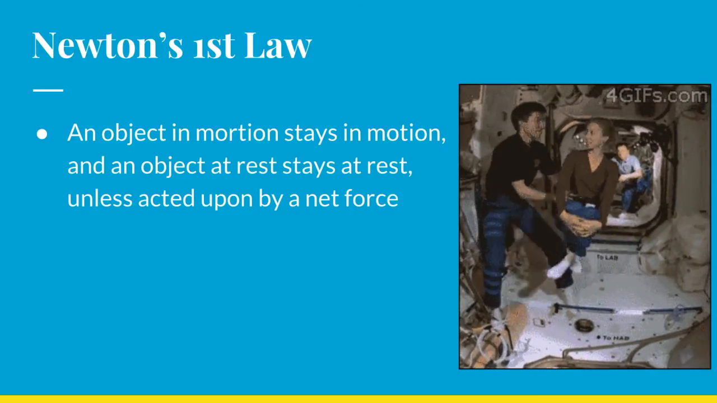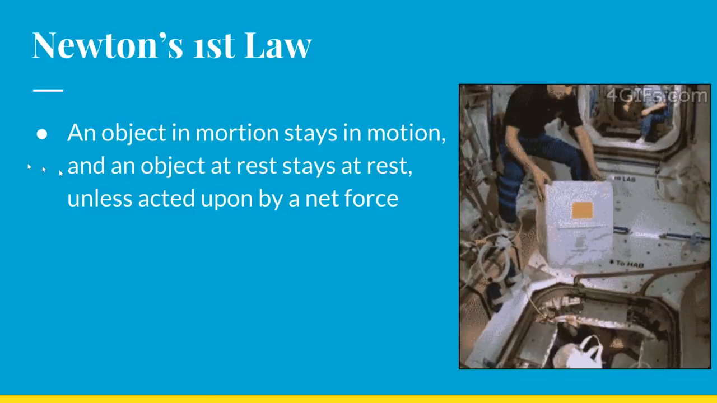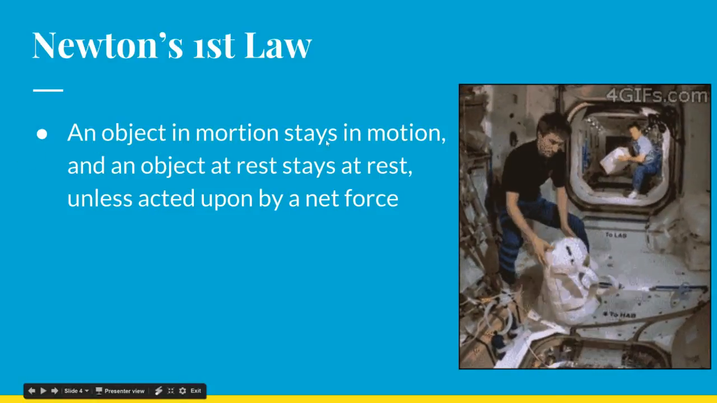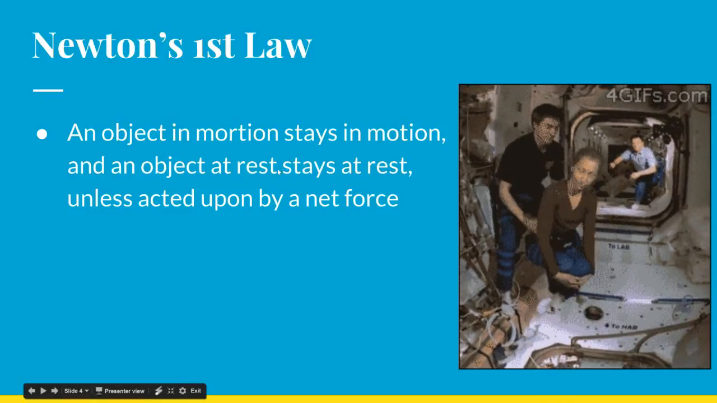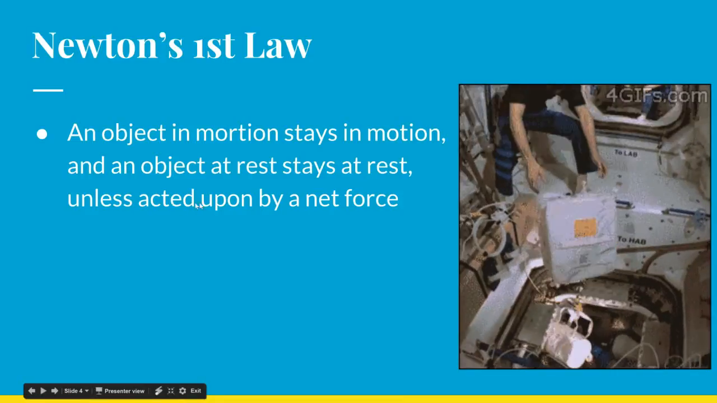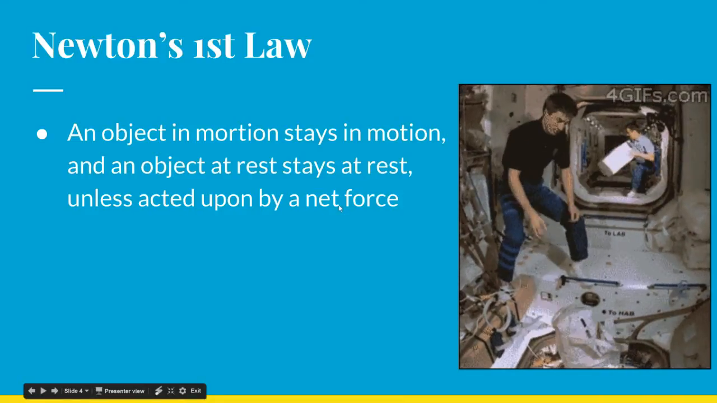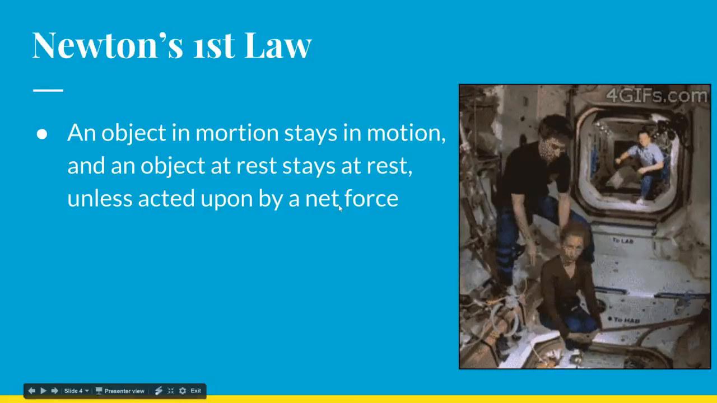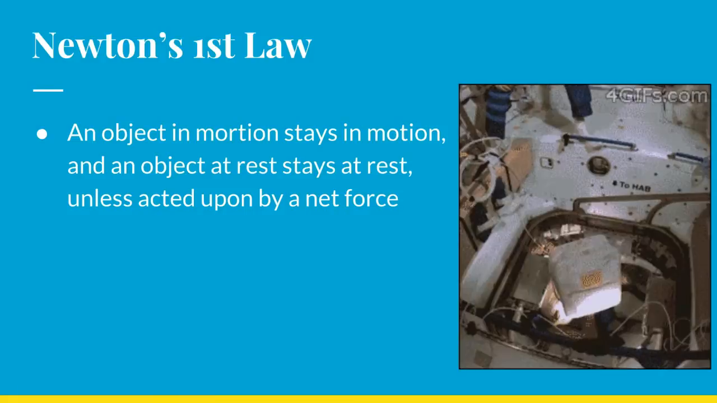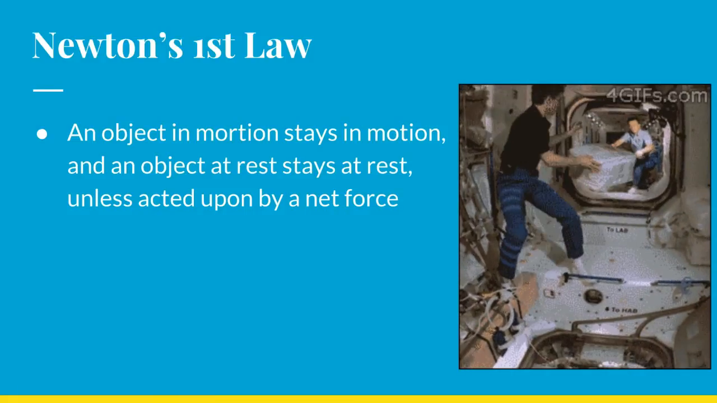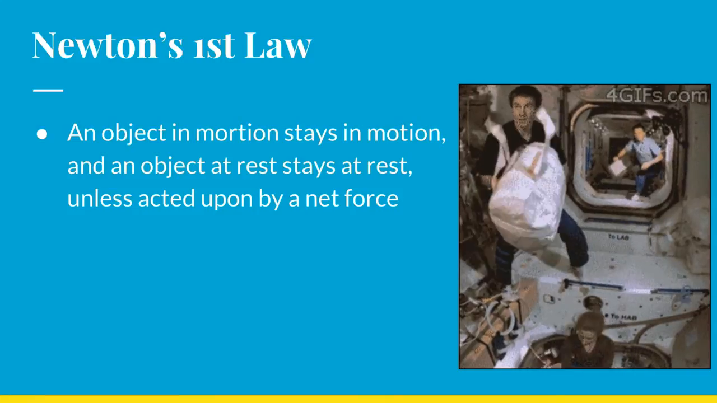So, Newton's first law of motion: an object in motion stays in motion. An object at rest stays at rest unless acted upon by a net force. This is pretty weird, because it seems to make sense that if an object is moving, then there is a net force, but that's actually not the case.